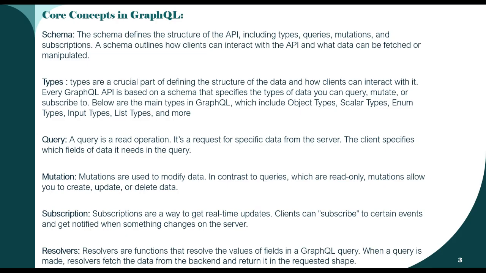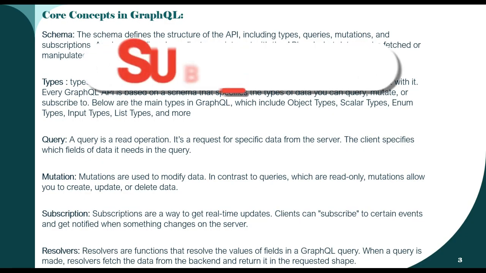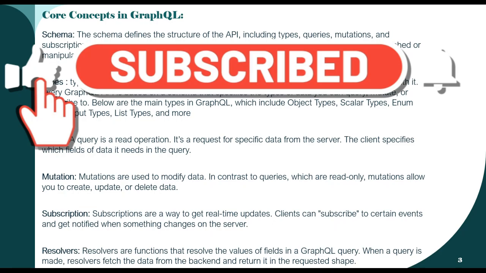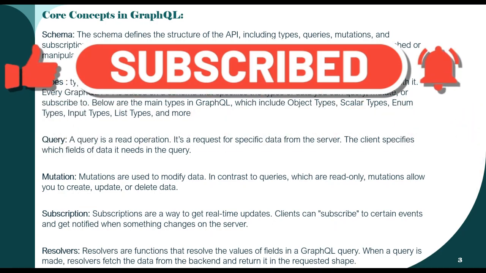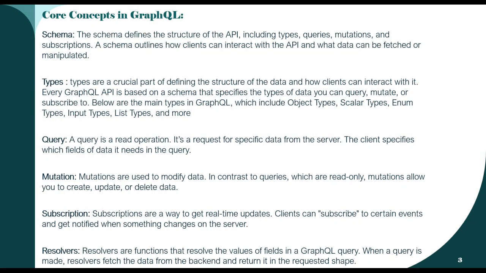Now subscription: you must have heard of the subscribe model. It is where you subscribe to get real time data or updates. Let's say in the example of Kafka, a topic is created. One client, the producer, subscribes to that particular topic and produces to it. So ultimately the client can subscribe to certain events and get notified when, let's say, some changes are made on the server.